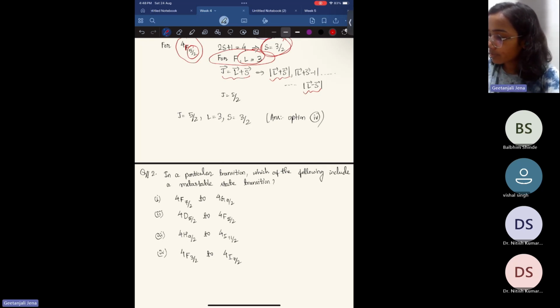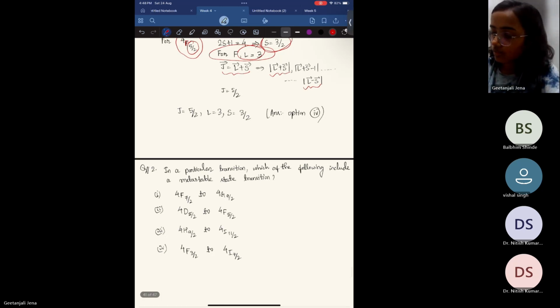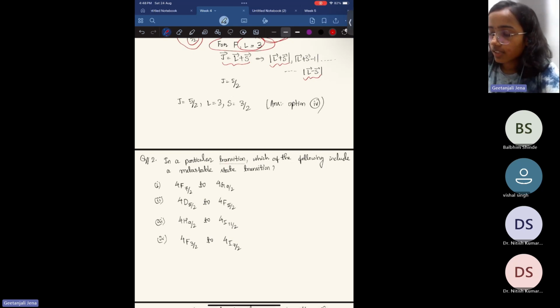The last problem is based on the metastable transition. Go through the question once. The question says, which of the following transitions includes a metastable state transition? There are different types of transitions given in the options. Now the question is asking which one of these transitions includes a metastable state.